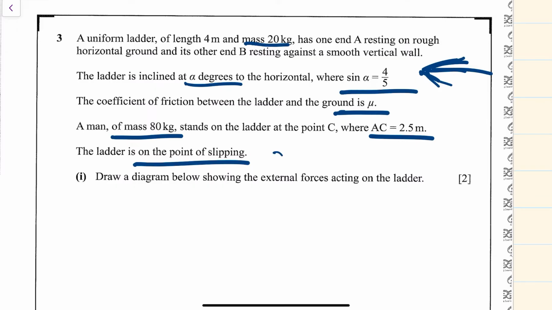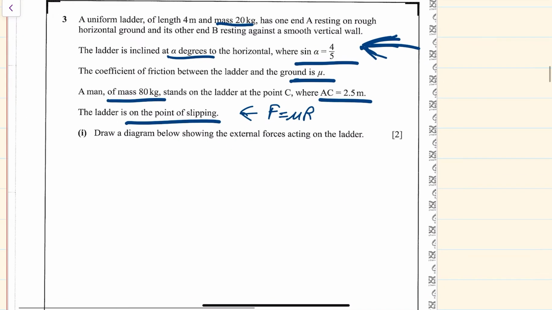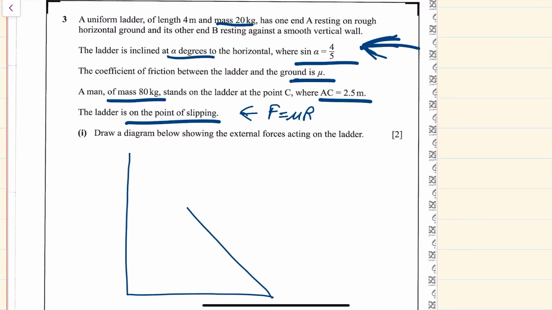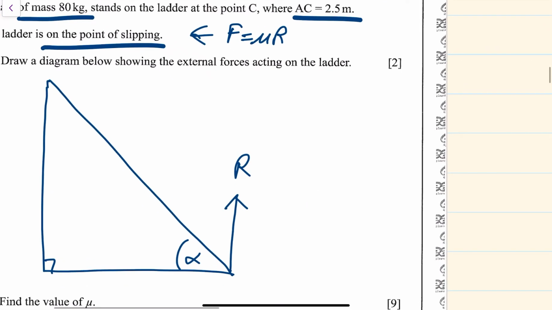Okay, on the point of slipping means, first of all, your friction is equal to mu R. So friction's acting at its maximum if we're on the point of slipping. It says draw the force diagram. Hopefully I've underlined all the key bits here. We've got, that's your wall. The ladder is inclined at alpha. You've got a normal reaction, call it R here. If his ladder was going to slip, it would go this way, which means friction must go against that. So instead of F, write mu R.